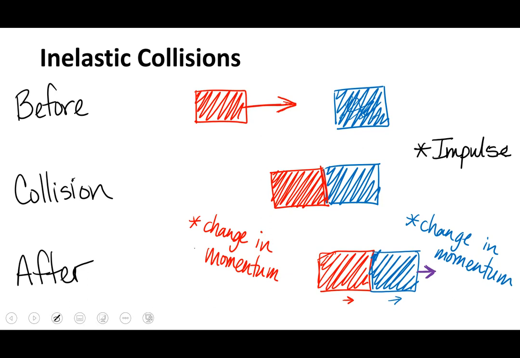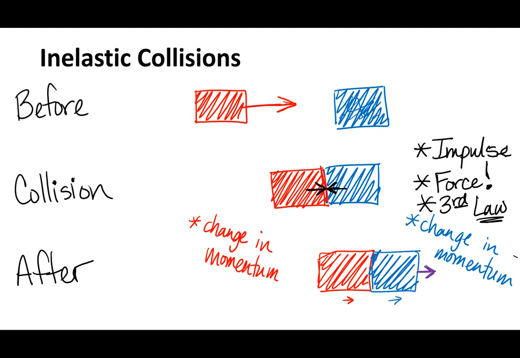So that means at the point of collision, an impulse is happening. Impulse means a force is applied. Now, the red one applies a force to the blue, and that's what causes it to start to move. The blue applies a force back, which causes the red to slow down. Now, based on Newton's third law, we know that those forces are equal. And since the forces are equal, the impulse is equal, which means they have the same change in momentum. That is why momentum is conserved in inelastic collisions as well.